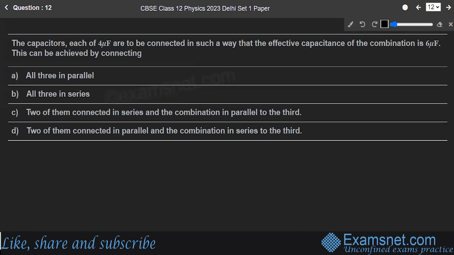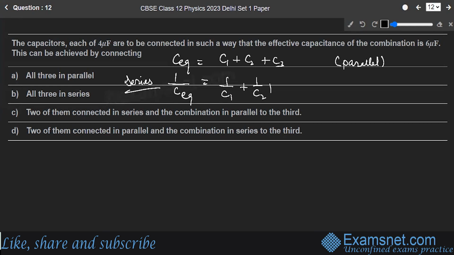When the capacitors are connected in parallel and series, the net capacitance is given by something like this. First of all, when the capacitors are connected in parallel, the equivalent capacitance is given by C1 plus C2 plus C3. And when they are connected in series, 1 upon C equivalent is equal to 1 upon C1 plus 1 upon C2 plus 1 upon C3.